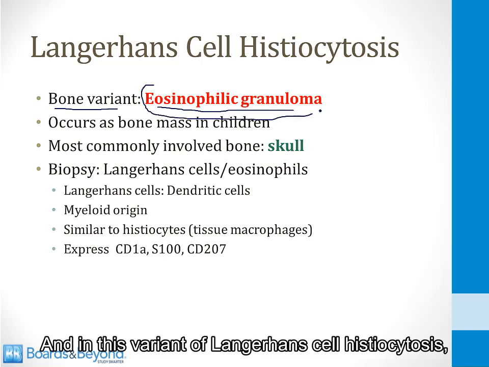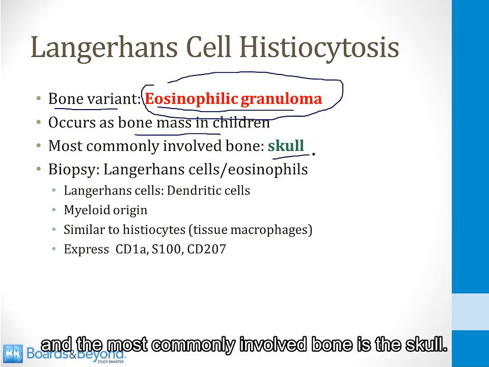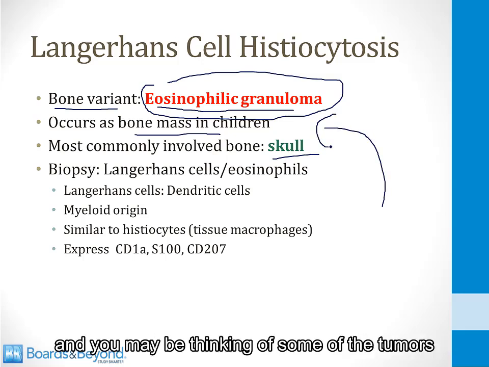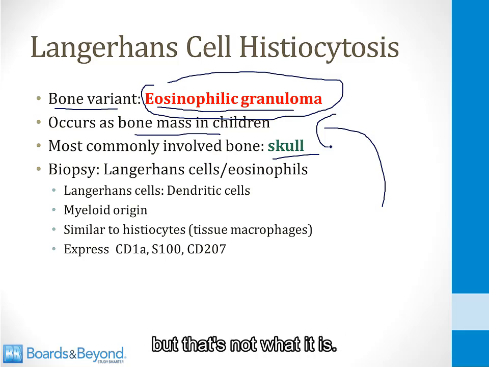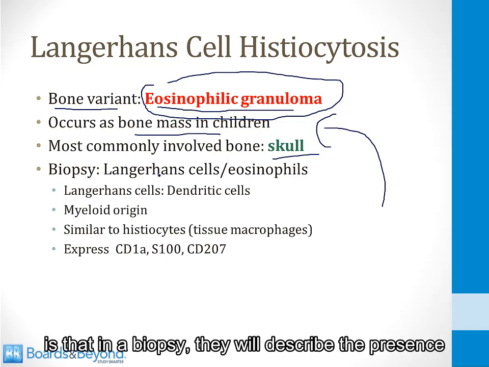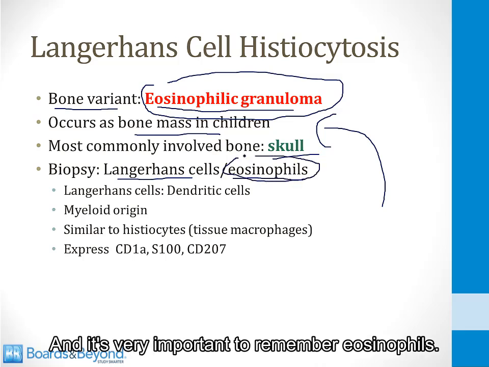And in this variant of Langerhans cell histiocytosis, a bone mass grows in children, and the most commonly involved bone is the skull. So in a board question, they will describe a bone mass in a child in the skull, and you may be thinking of some of the tumors we've talked about in this video, but that's not what it is. The way you will know it's a Langerhans cell histiocytosis case is that in the biopsy, they will describe the presence of Langerhans cells and also eosinophils, and it's very important to remember eosinophils.